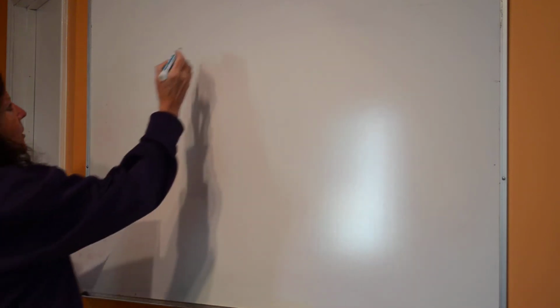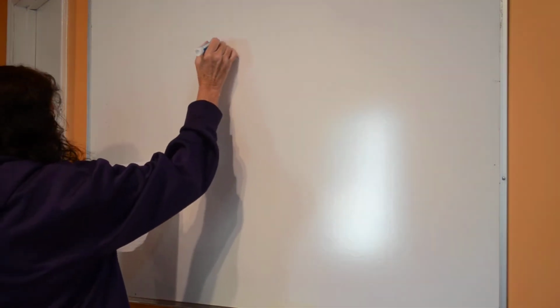All right, today we're going to do section 12.4. We're still talking about rational expressions, and today we're going to be dividing rational expressions. We're going to start with monomials.